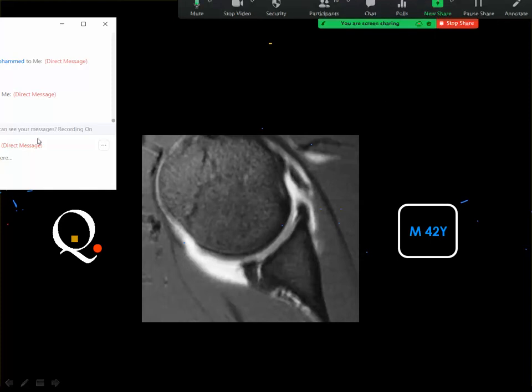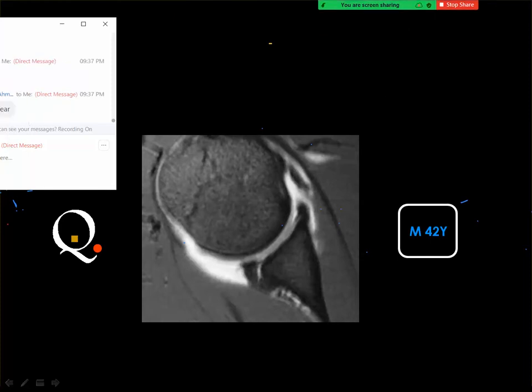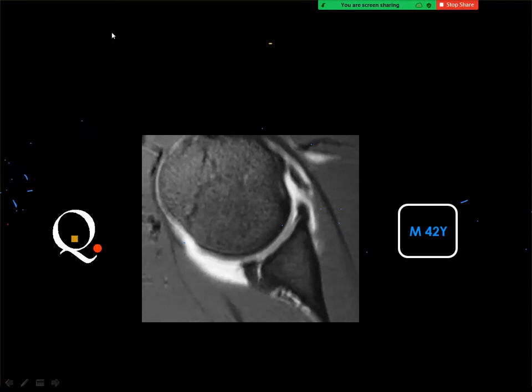And the answer came to me, SLAP or superior labral tear, and other possibilities. And superior, this is actually an axial image. Yes, this is the reverse Bankart. This is the right answer.